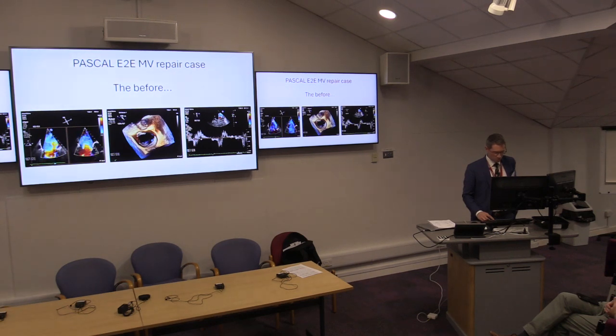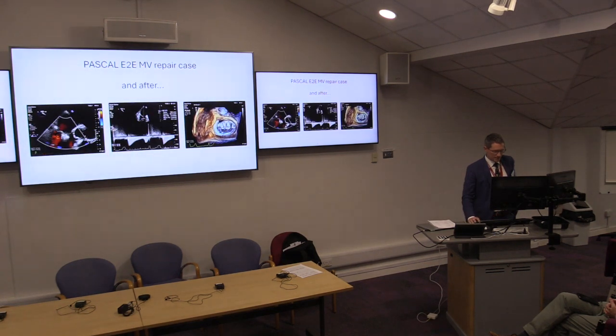So this was before. But again, you can see the P2 and you can see the tissue prolapsing back into the left atrium, and there's systolic flow reversal. So this is a pretty hard sign. If I see systolic flow reversal in the pulmonary veins, I'm pretty happy that there's severe MR. And then this is what they were left with.